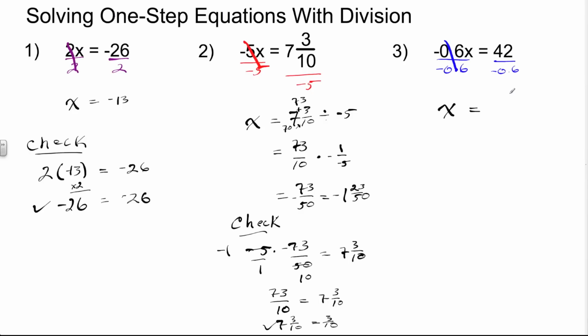On the right-hand side, we have to divide 42 by negative 0.6. Well, as you should know, division by decimal isn't allowed, so what we do is we have to multiply both these by 10. 42 multiplied by 10 is 420. Negative 0.6 multiplied by 10 is going to give me negative 6, and 420 divided by negative 6 is a negative 70. So that's our solution. Moving into our check mode, we substitute our solution, negative 70, into our original equation.